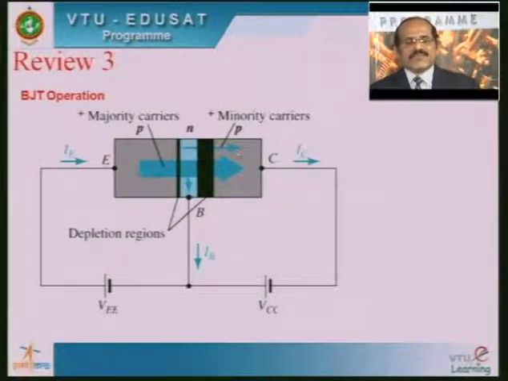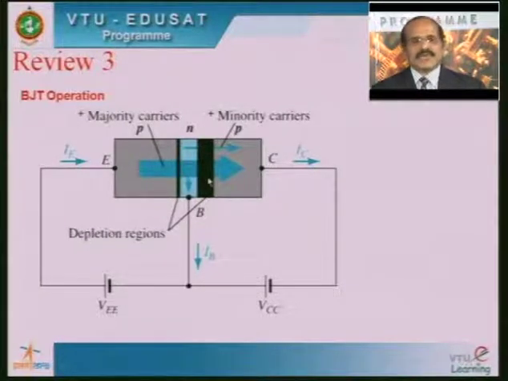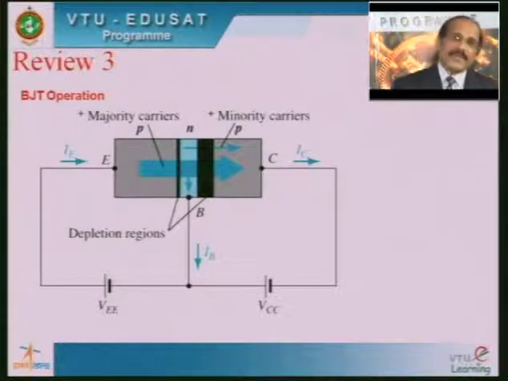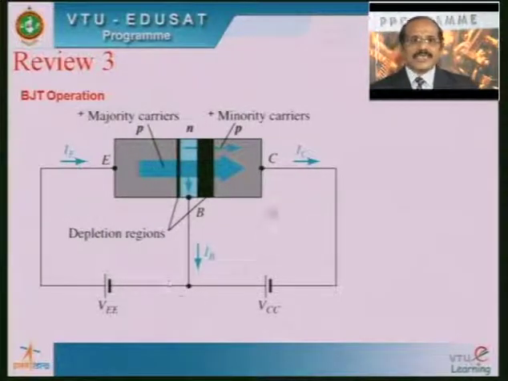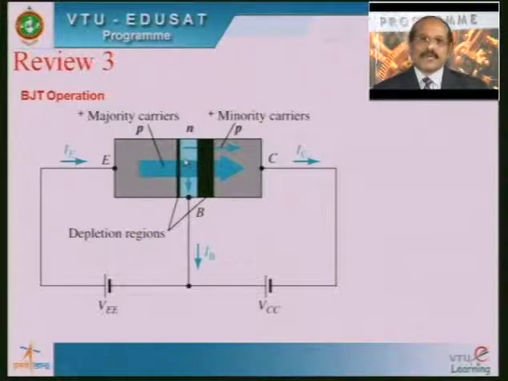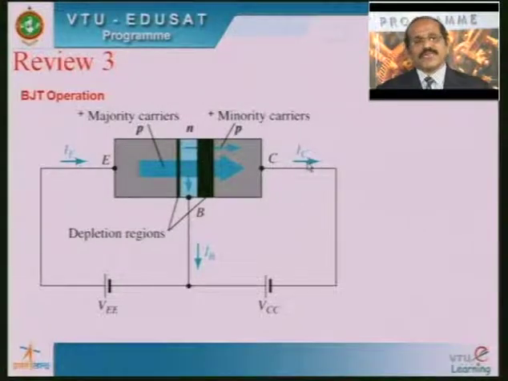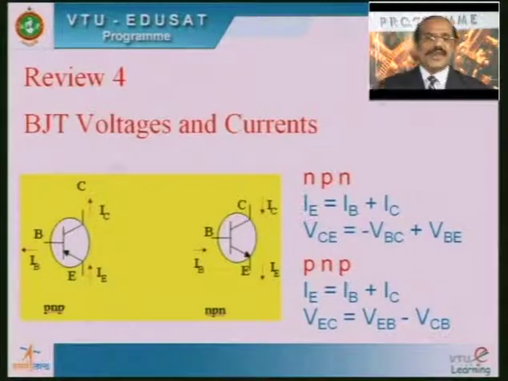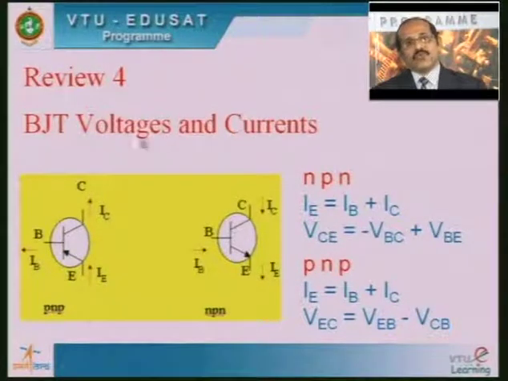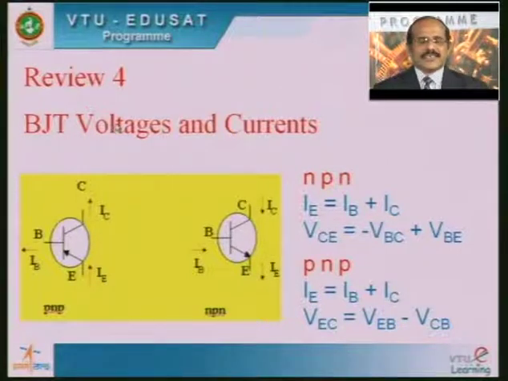Therefore, as you know, there is a depletion region existing across this collector base junction, and due to that depletion region there will be a potential barrier, and this potential barrier will favor these holes to move from the base layer to the collector layer, and therefore that will contribute to the collector current. Apart from that, we have also seen some of the BJT voltages and currents that exist in the device.